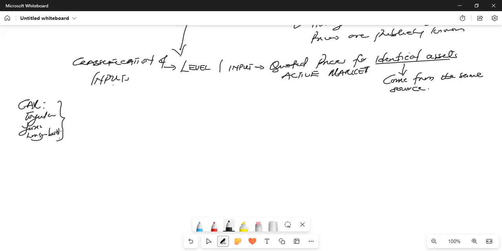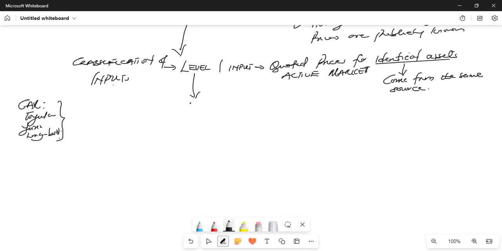But it has to be in an active market. That is the most important thing. The observable input we are talking about, of the identical asset, has to be in an active market. If there is no active market for this quoted price of an identical asset, then I am going to resort to the next level. That is where we go on to do level 2 input.